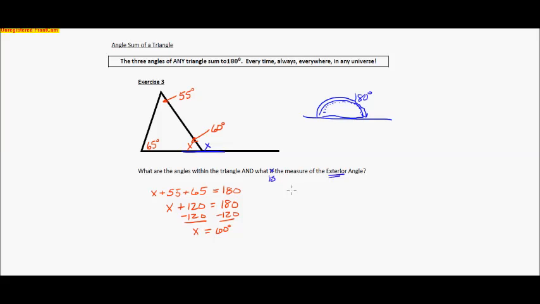So, alright, 60, that's the angle inside the triangle right here, plus my blue X, that's the one I'm looking for right here, these have to add up to 180 degrees. Okay, so if I take away 60 from both sides, X equals 120. So that means this angle right here is 120 degrees.